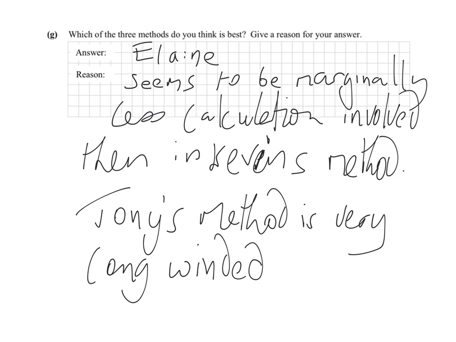So what I said was that Elaine's method seems to be the best. It seems to be marginally less calculations involved than in Kevin's method. Tony's method is very long-winded. So Tony clearly isn't a good method, but there isn't much of a difference really between Elaine and Kevin. So as long as you give a reasonable explanation, you should be okay for this question.